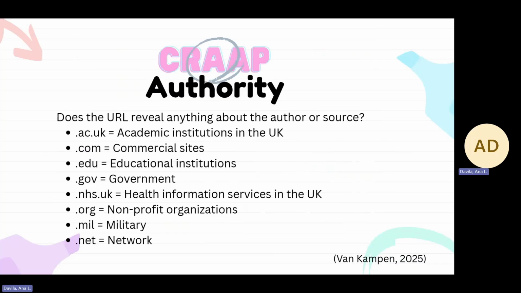And also, what does the URL reveal? Because if it's .com, it's a commercial site. So let's try to look for the .edu or the .gov. Look, the NHS is the Health Information Service in the UK. So make sure to pay attention, because it can reveal a lot.